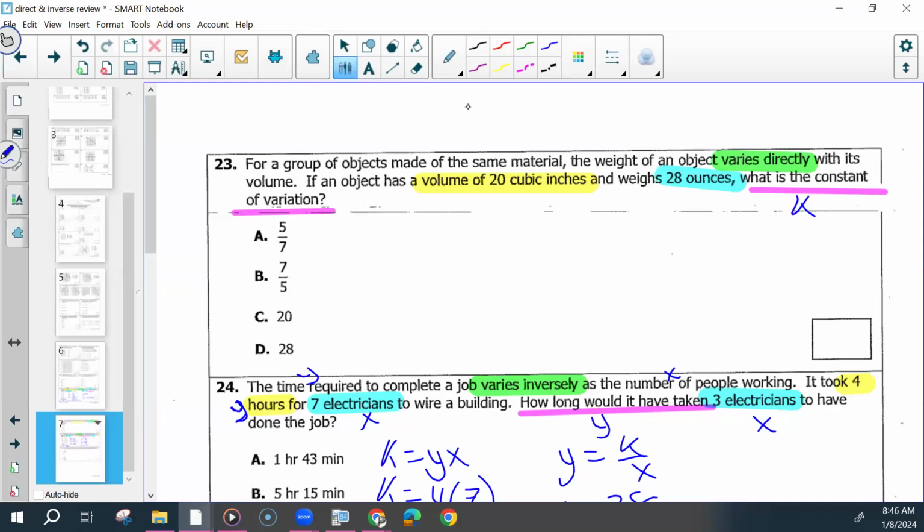So then the weight would be y. The volume would be x. The volume here is x, weight here is y. To define k, for a direct, we would do y divided by x. And that would be 28 over 20. And then you would simplify that to figure out which value is k. Which would be what? Other questions?